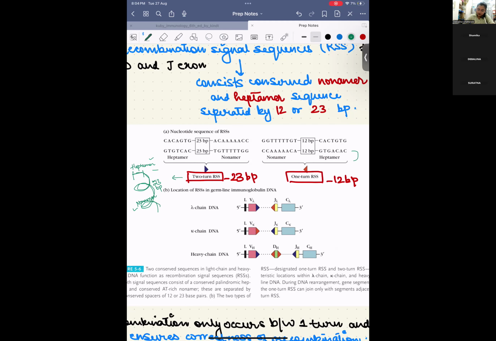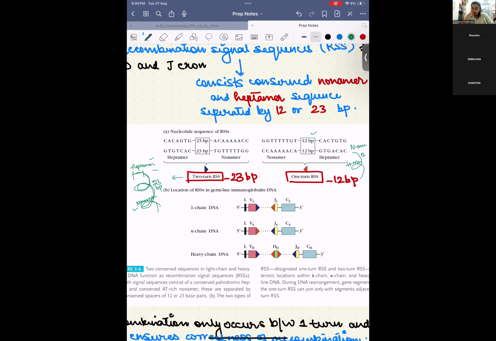and if this base pair difference is 12, we have the heptamer and nonamer sequences one turn apart if they are separated by 12 base pairs, right? So this is just something that forms the basis of your molecular symmetry, right?